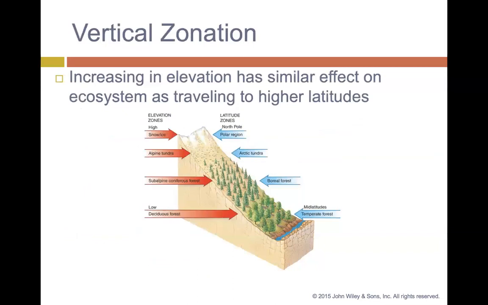Vertical zonation is increasing in elevation that has similar effects on the ecosystem as traveling to higher latitudes. So this just means that as you go up in elevation, the biomes will change.